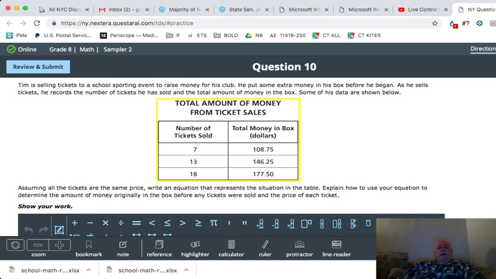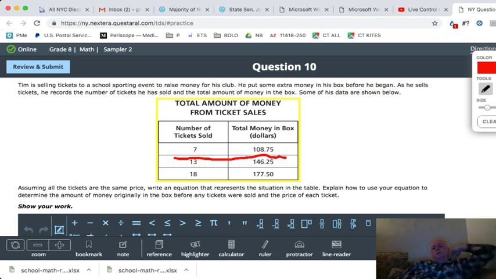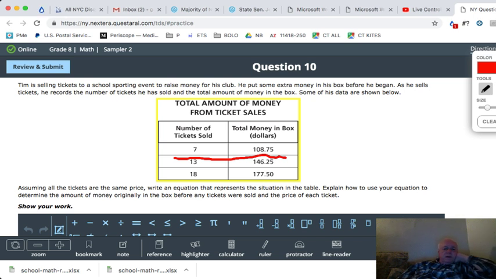Okay, so if I understand where I am so far, I'm not going to read the question yet. If I take, for instance, this line here, the 13 and the 146, it seems to be saying to me that if you sold 13 tickets at a certain price, I guess these tickets are the same amount of money. So let's say, for argument's sake, each ticket was $10. That would be $130. And he puts a certain amount of money in the box beforehand. In this case, it would have been $16.25 to give the $146.25. All right.